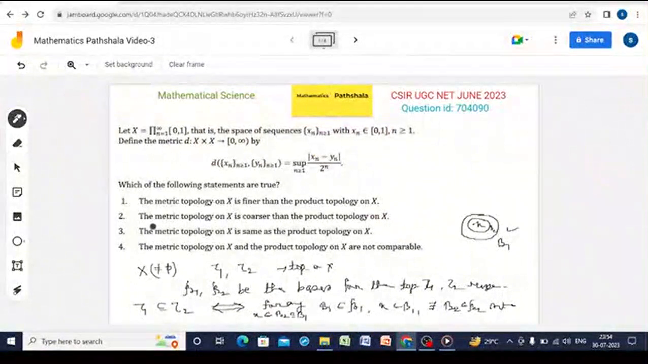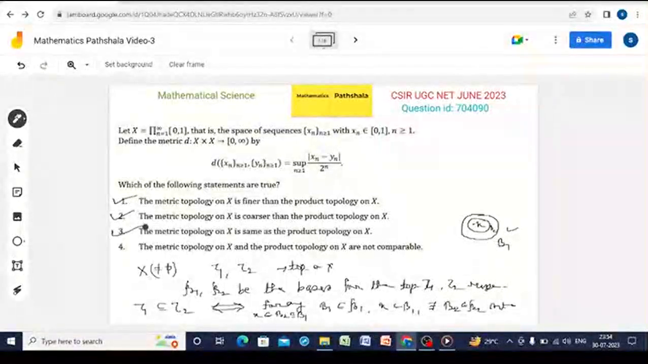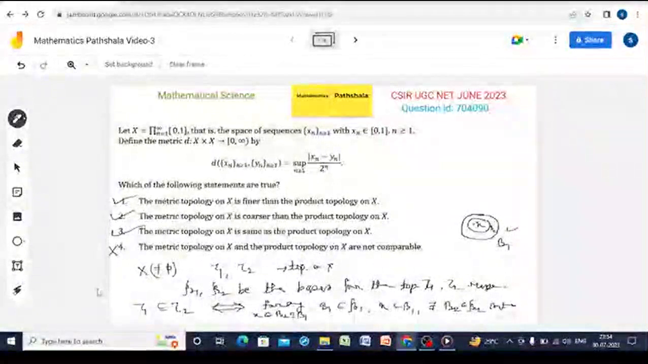So here option 1, the metric topology is finer than the product topology. Finer means it may also be equal. Option 2, the metric topology is coarser, that may also be equal. And option 3, the metric topology is the same as the product topology, which we have now proved. And option 4, they are not comparable, is not a correct option. So options 1, 2, 3 are the right options. Thank you.